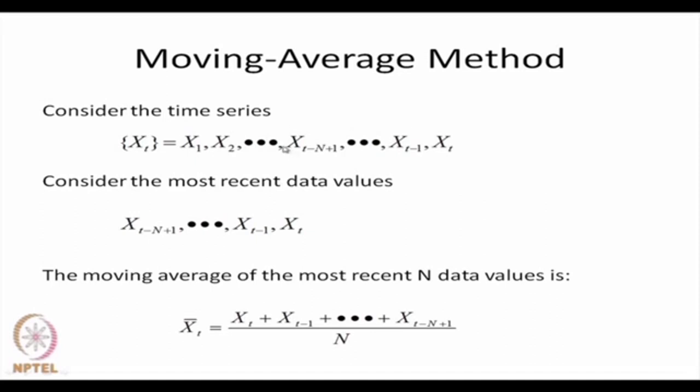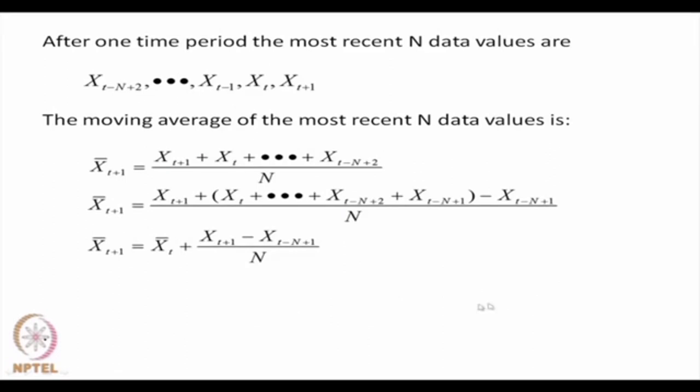So, if you are considering only these values, we have x t minus n plus 1 etcetera up to x t. Write it reversely, it will be x t plus x t minus 1, the previous value, and then the last nth value, which is x t minus n plus 1. What is its average? By giving a weight of 1 by n to each one of these, it will come to x t bar. So, this is the average value of the most recent n data values.